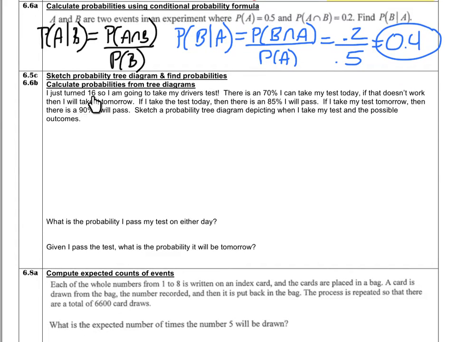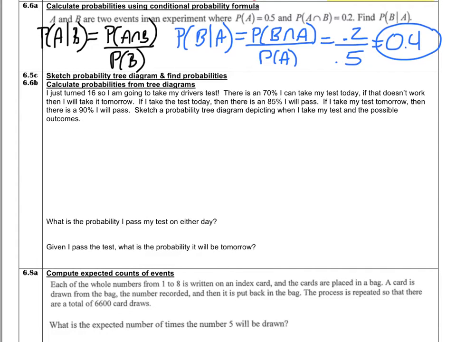So I just turned 16, so I'm going to take my driver's test. There's a 70% chance I can take my test today. If that doesn't work, then I'll take it tomorrow. If I take the test today, then there's an 85% chance I will pass. If I take the test tomorrow, there's a 90% chance I will pass. Sketch the probability tree diagram depicting when I take the test and the possible outcomes.